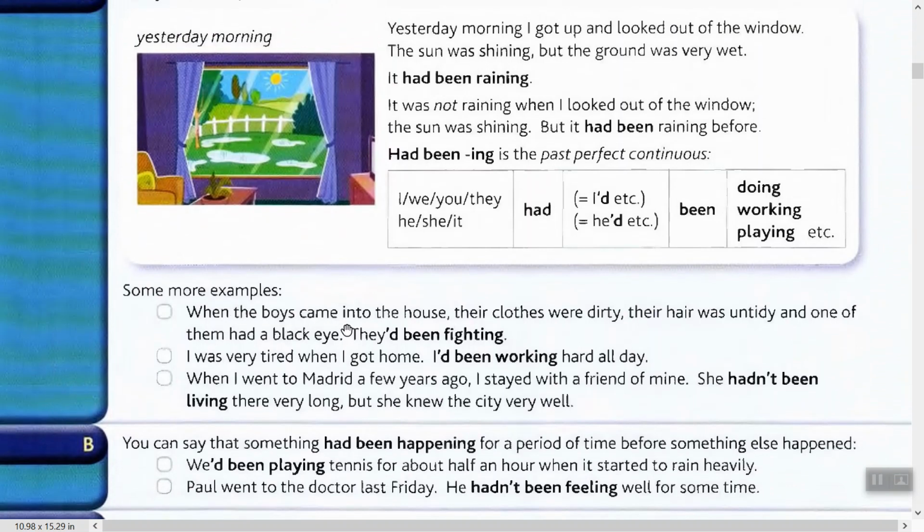When the boys came, you see, came not come, came into the house, their clothes were dirty. For example, yesterday the kids in the neighborhood, our children who were at home, went out to the neighborhood with their friends and came back to the house. So he says: when the boys came into the house their clothes were dirty. You see, were in the past. Their hair was untidy. See, was in the past. And one of them had a black eye. One of them had a black eye, meaning a bruised eye.